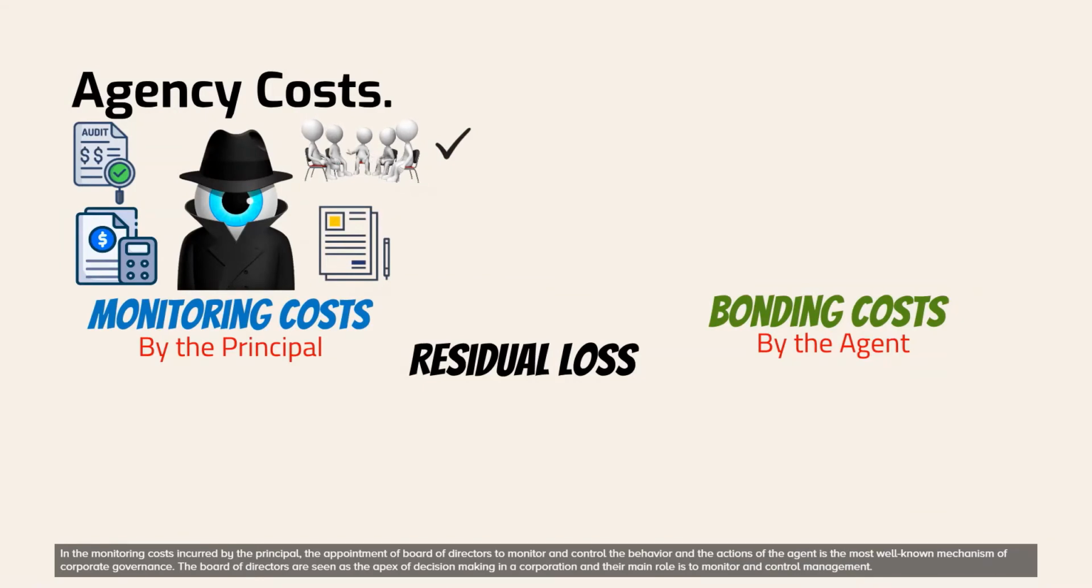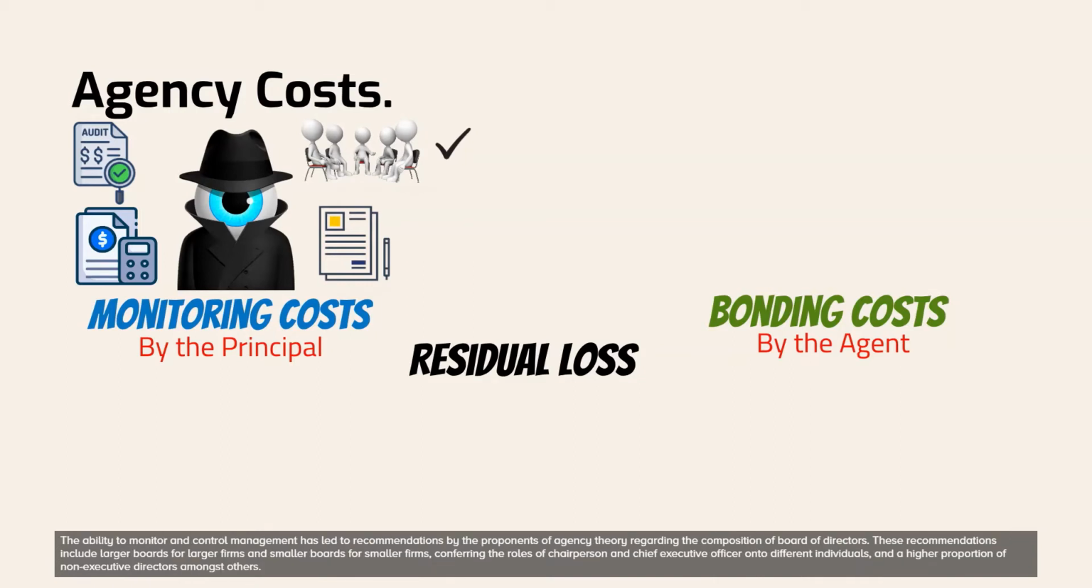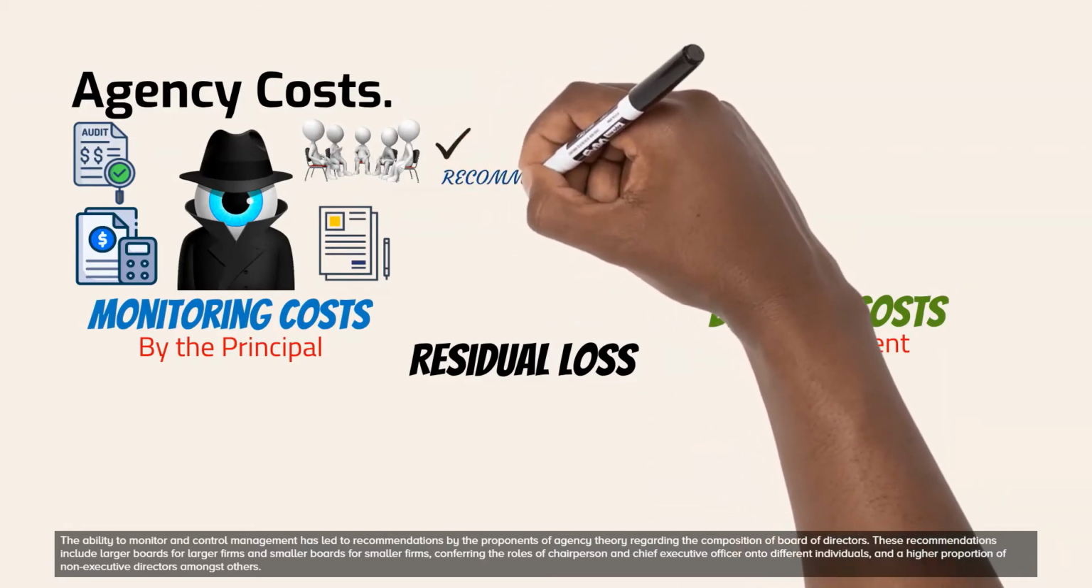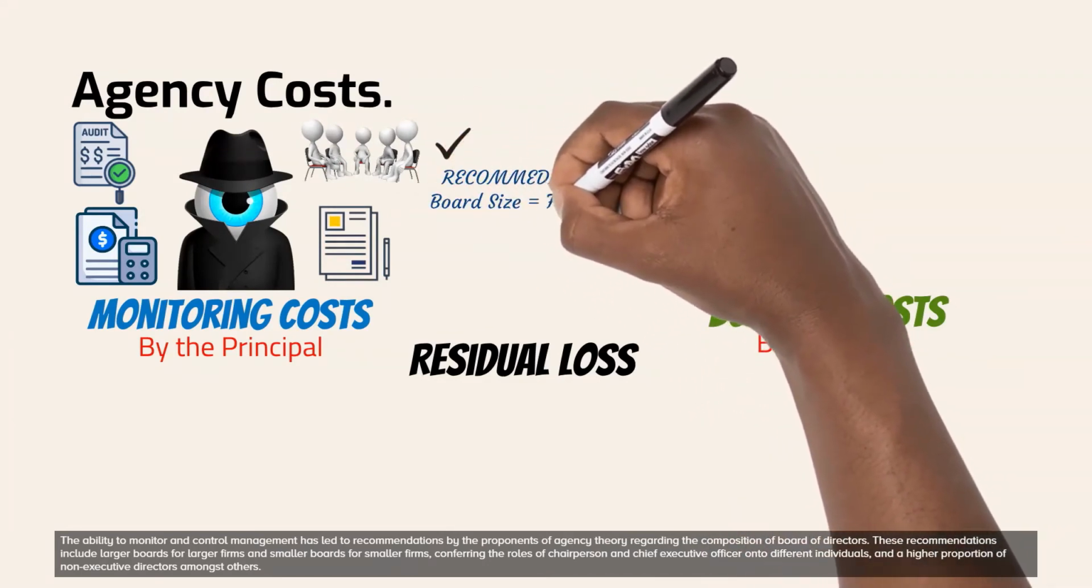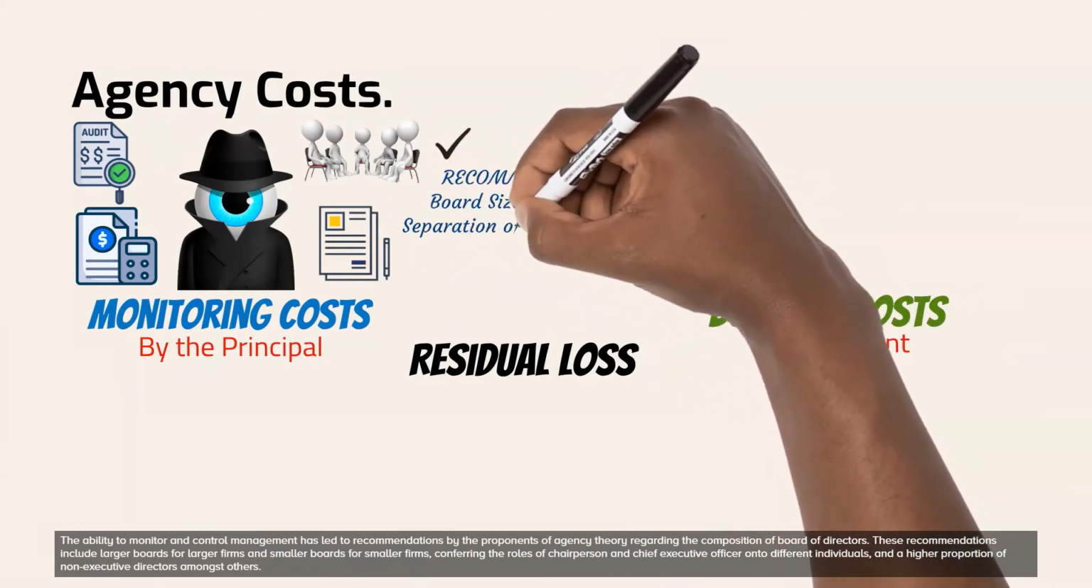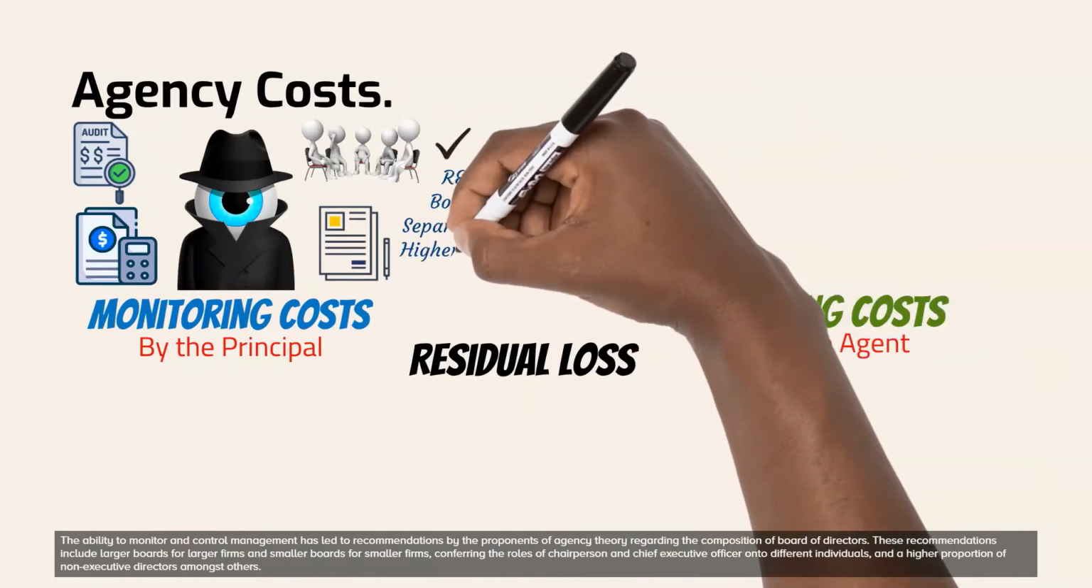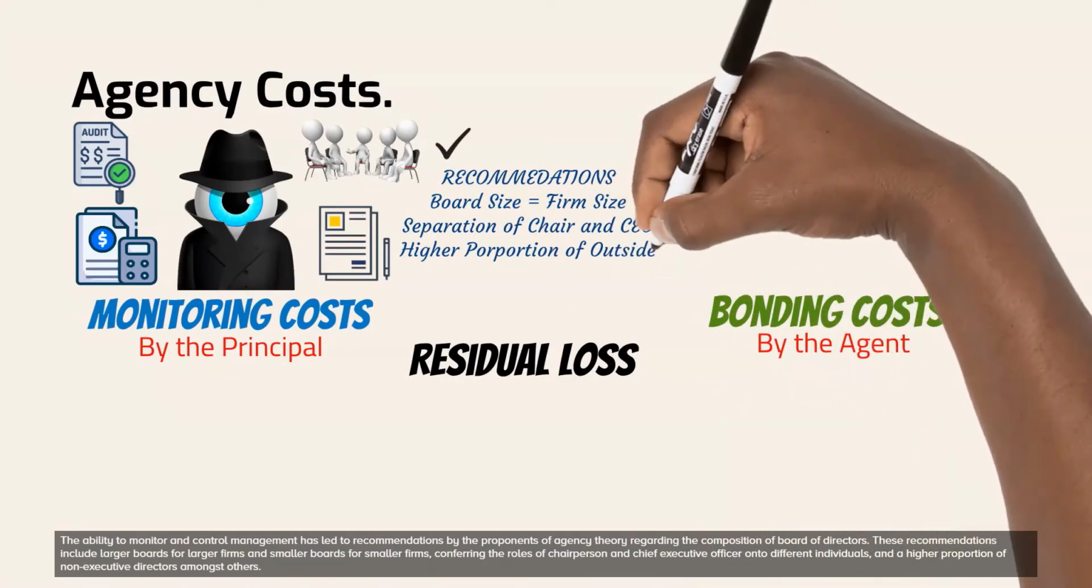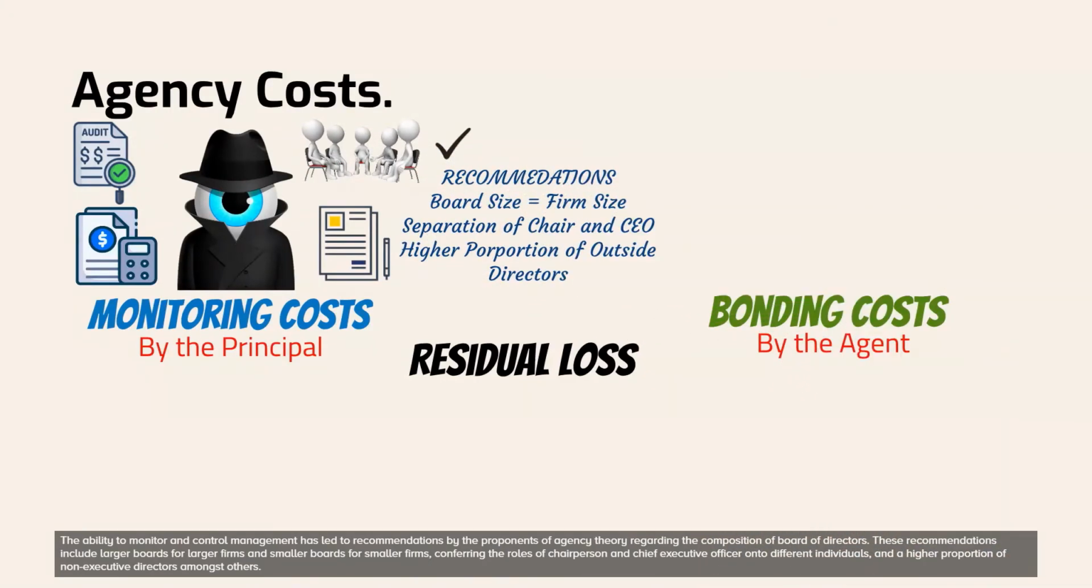The board of directors are seen as the apex of decision-making in a corporation, and their main role is to monitor and control management. The ability to monitor and control management has led to recommendations by the proponents of agency theory regarding the composition of board of directors. These recommendations include larger boards for larger firms and smaller boards for smaller firms, conferring the roles of chairperson and chief executive officer onto different individuals, and a higher proportion of non-executive directors amongst others.